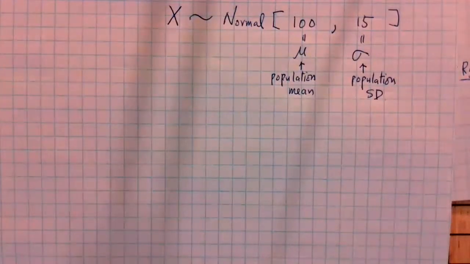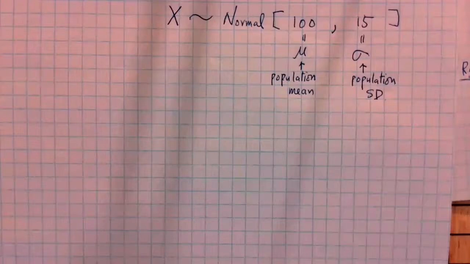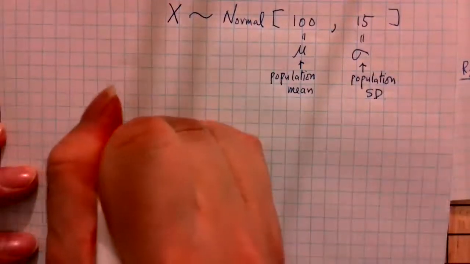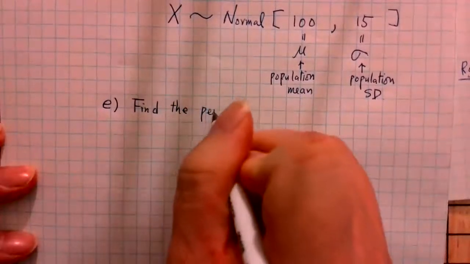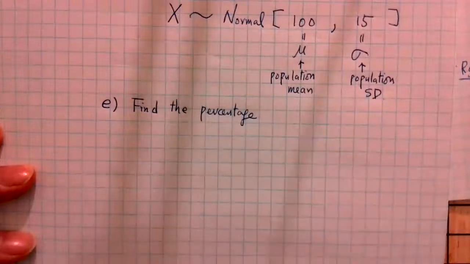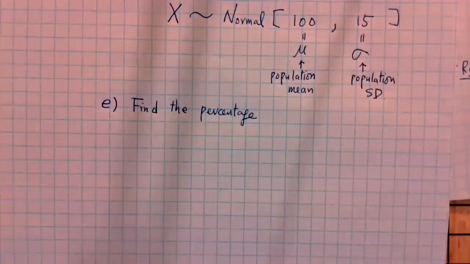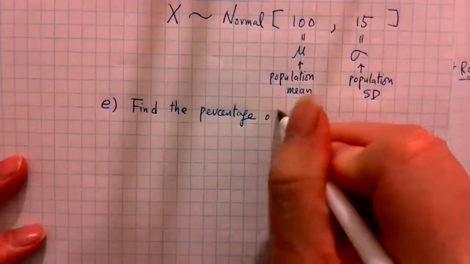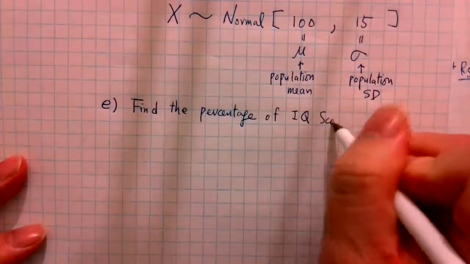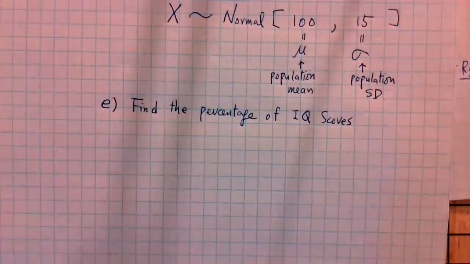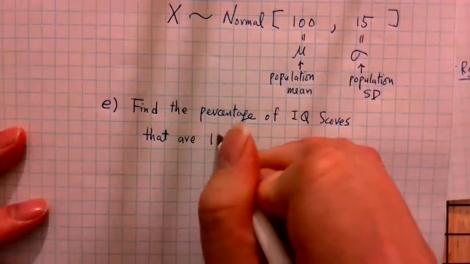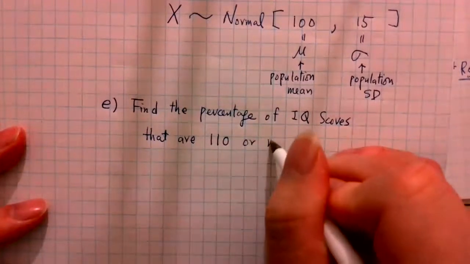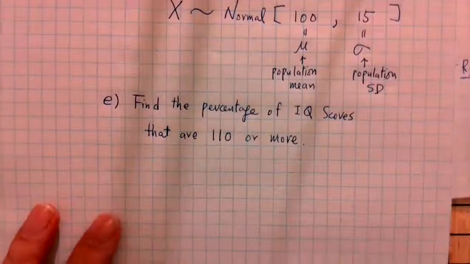And let's try part E. Find the percentage of IQ scores that are 110 or more. Okay, the 110 or more.